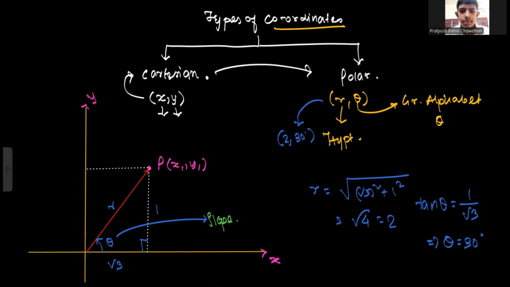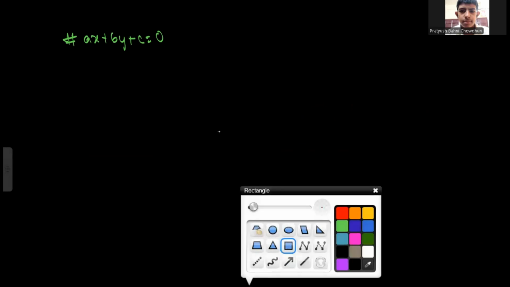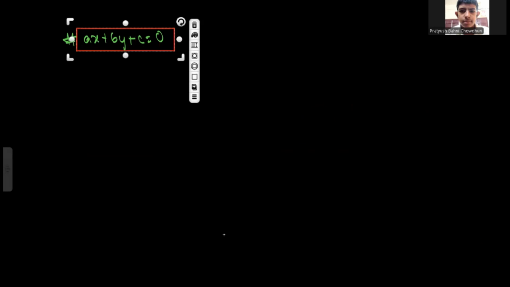So what is the basic way of writing an equation of a line in coordinate geometry? The basic form is ax plus by plus c equals 0. This is the basic line. Okay. Now, it is the basic line of coordinate geometry. From here we can find the points of x and y.